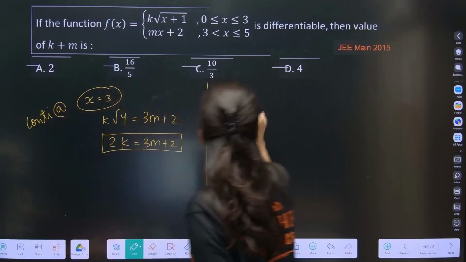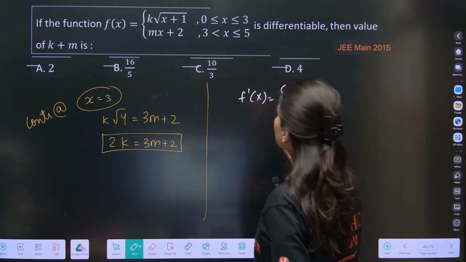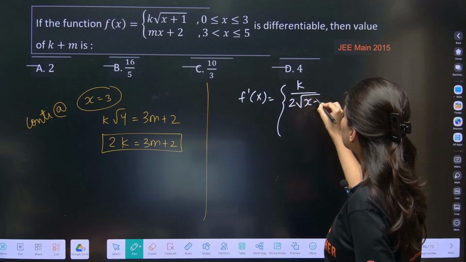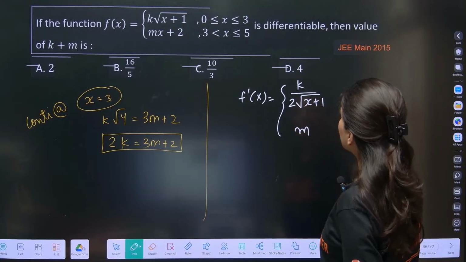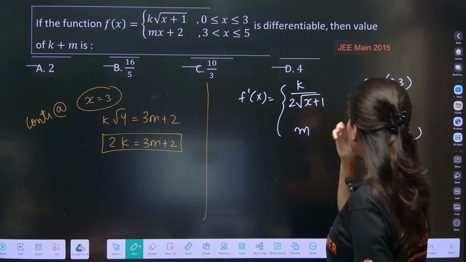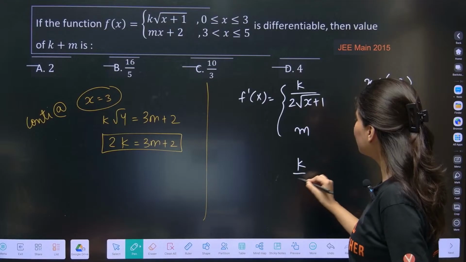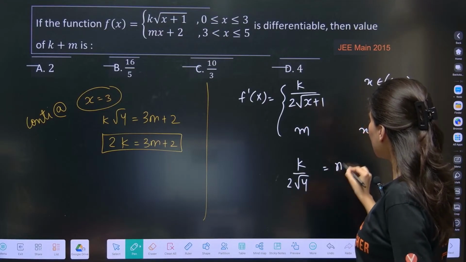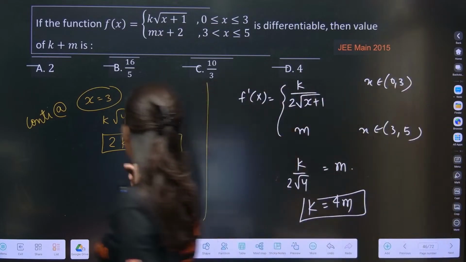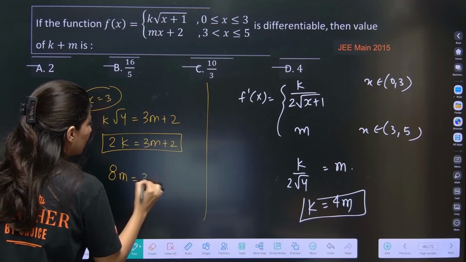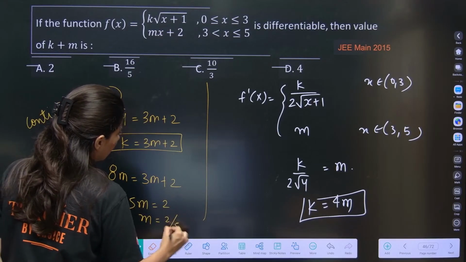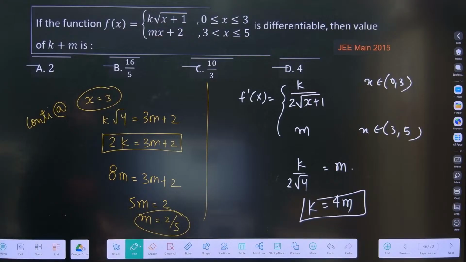Now differentiability. F dash x is k times the derivative of root of something, which is 1 upon 2 root the same thing, and this is just m, for x belongs to 0 to 3 and x belongs to 3 to 5. Now at 3 you need to check. So k by 2 root 4 is equal to m. So k is nothing but 4m. 8m is equal to 3m plus 2. So 5m is equal to 2. M is equal to 2 by 5.